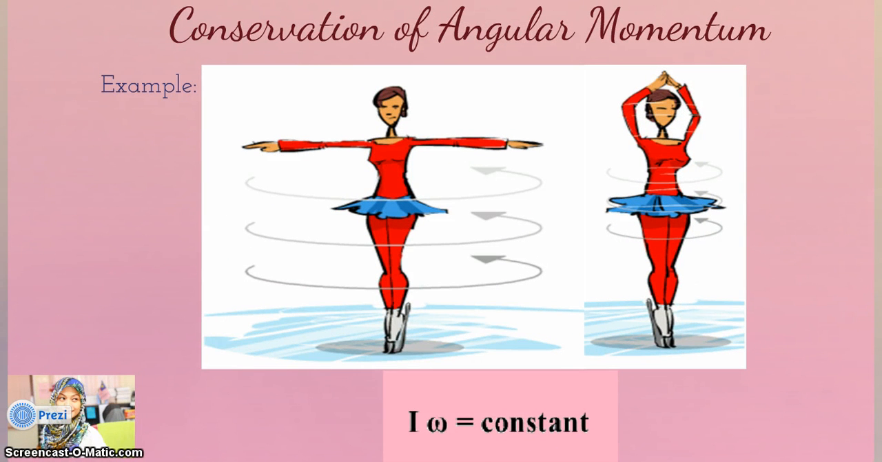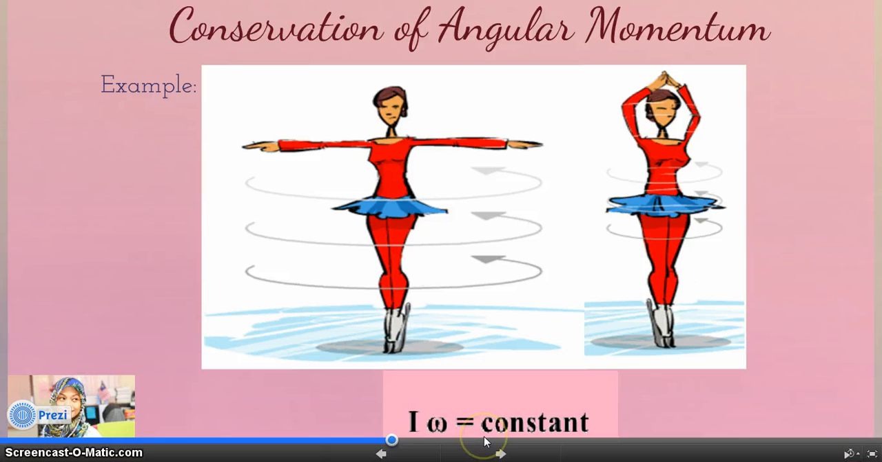The example for this principle is ice skating. The ice skater starts to spin with her arms stretched. She increases her rotational speed omega by bringing her arms close to the axis of rotation, which is her body. This causes her moment of inertia I to decrease. As I omega equals constant, when I decreases, the angular velocity omega will increase.